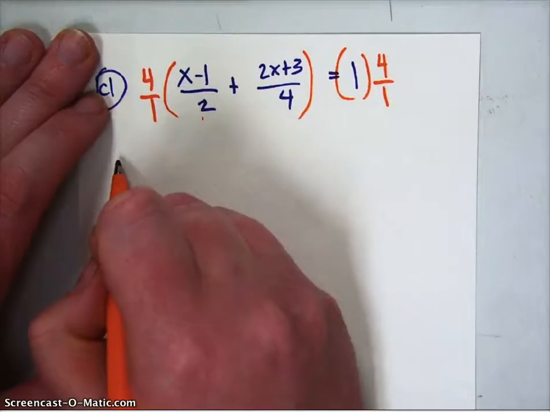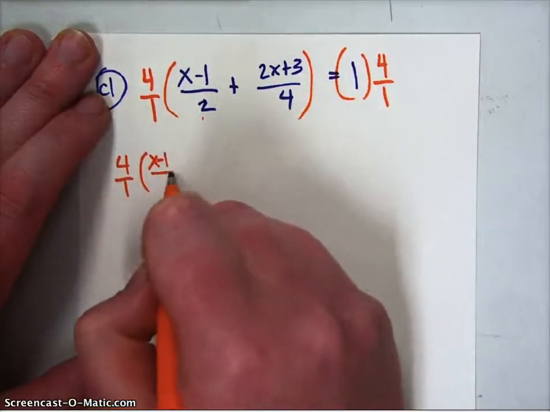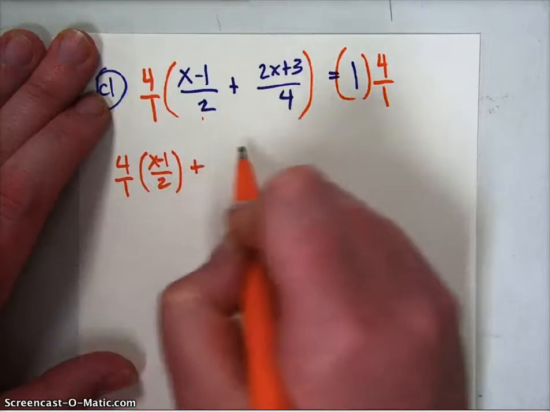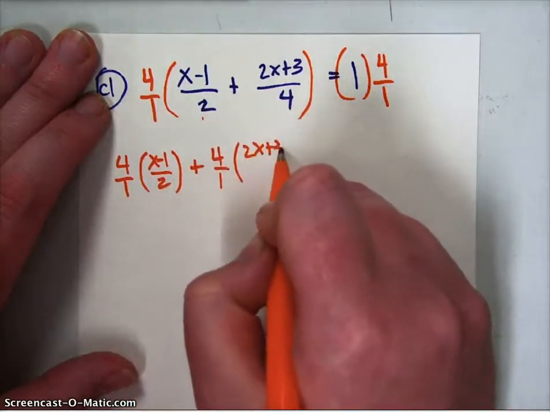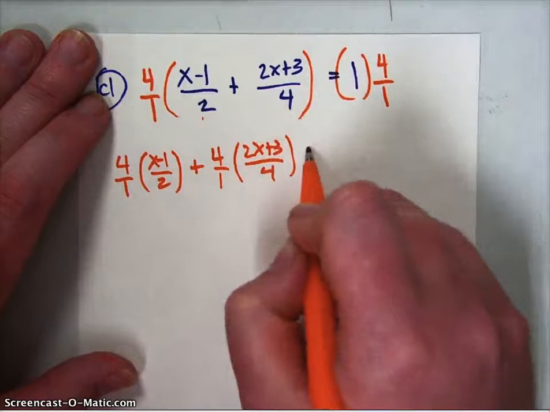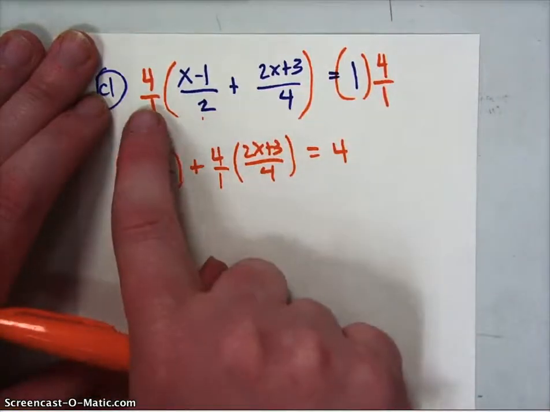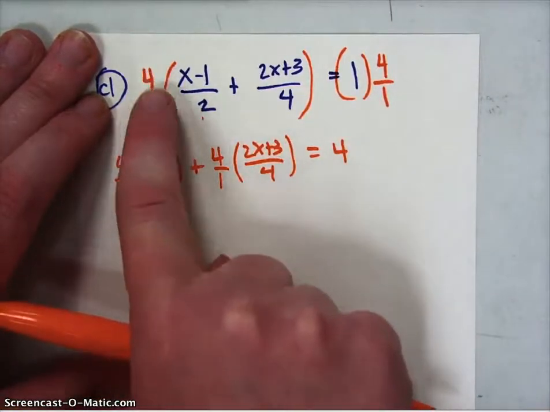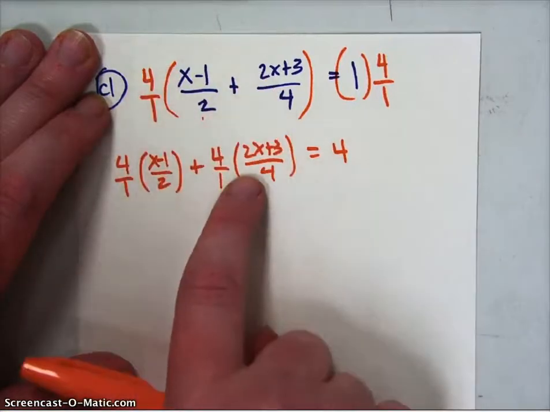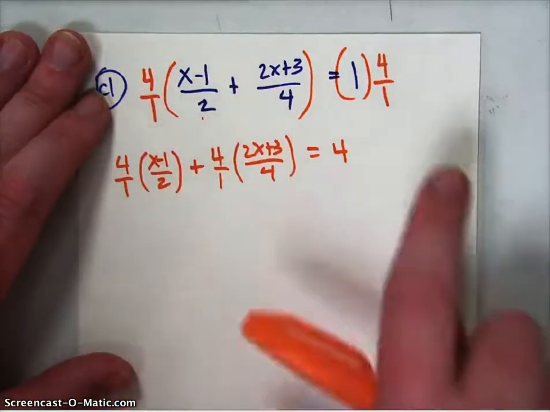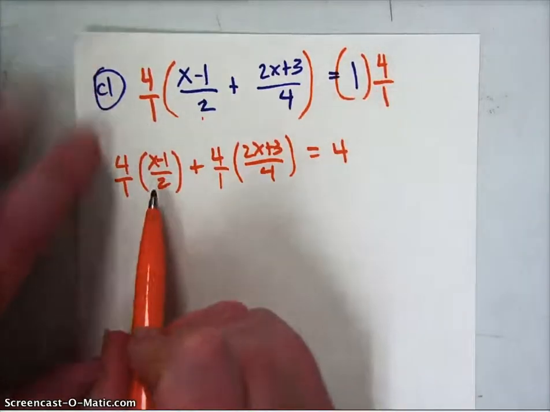Okay, so I'm taking 4 over 1 times this x minus 1 over 2, and then plus 4 over 1 times 2x plus 3 over 4, and then it equals 4. So what I did was take the monomial of 4, and I'm distributing, or multiplying it by the two different terms here. Okay, and then on the right hand side, 1 times 4 was 4. Okay, what can I simplify?